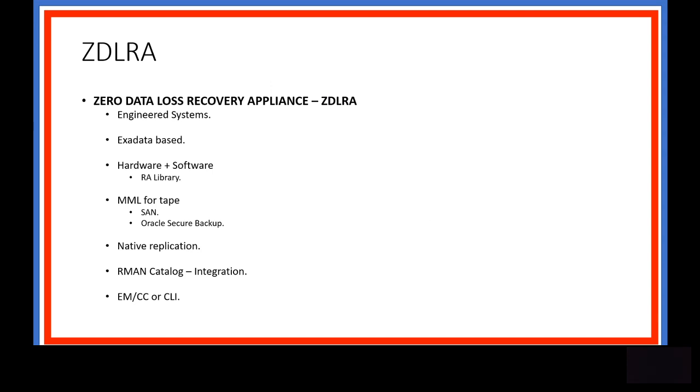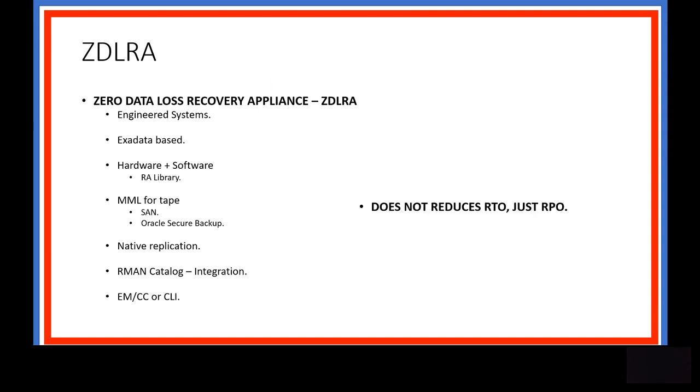It contains an RMAN catalog. So your connection with your RMAN uses the same command that you execute, I will show later. So you have a catalog that is self-managed by the Recovery Appliance Library, I will show later too. And you control everything with Enterprise Manager Cloud Control, or the command line interface.